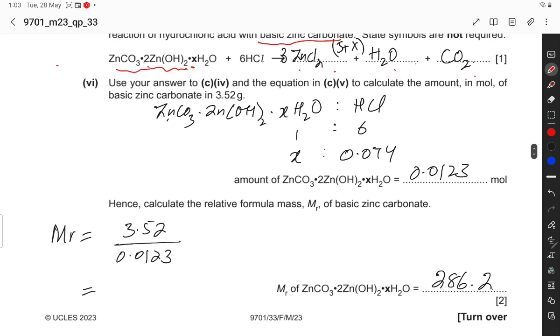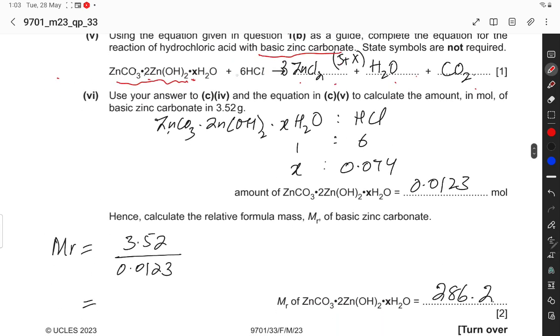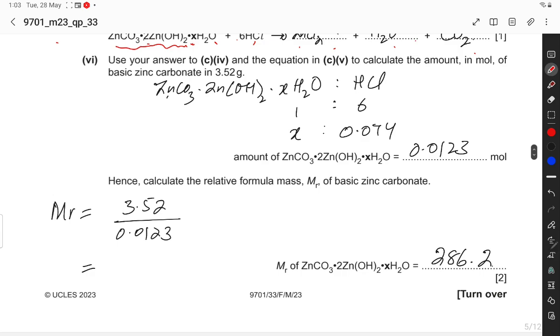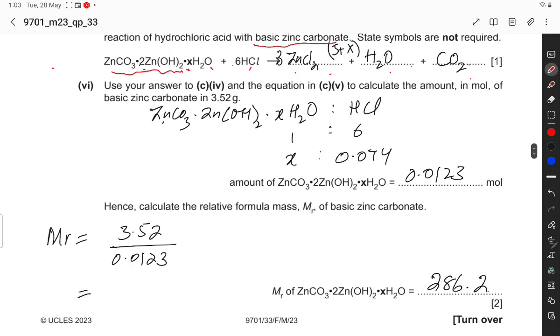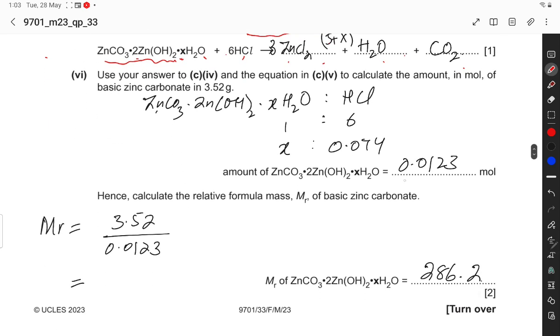Use your answer to C4 and the equation in C5 to calculate the amount in mole of basic zinc carbonate in 3.52 gram. By using the mole ratio, basic carbonate has 1 mole reacting with 6 moles of HCl, and the 0.074 moles I have calculated above gives 0.0123 mole.